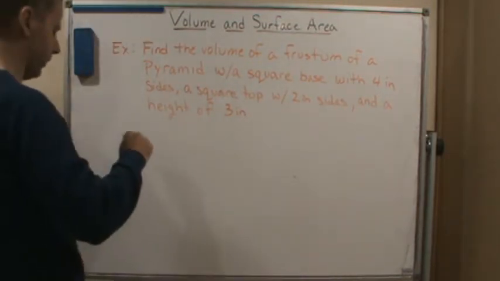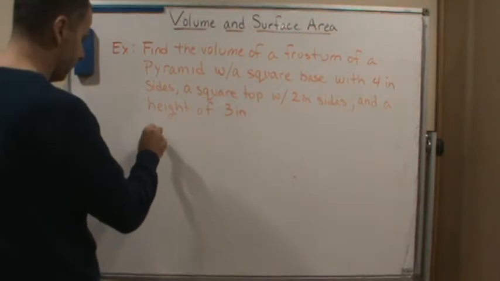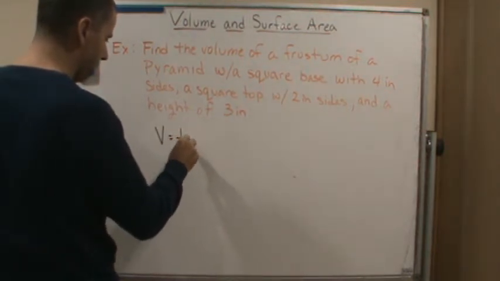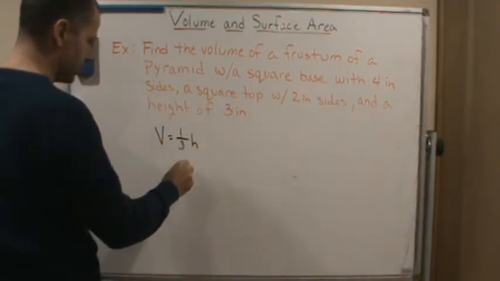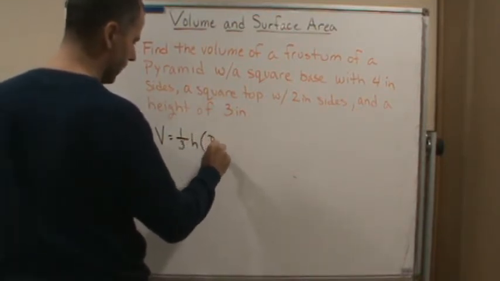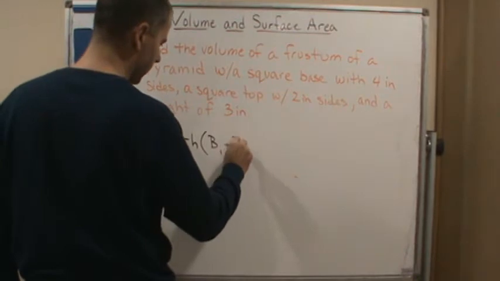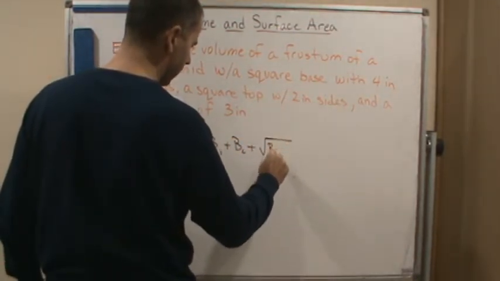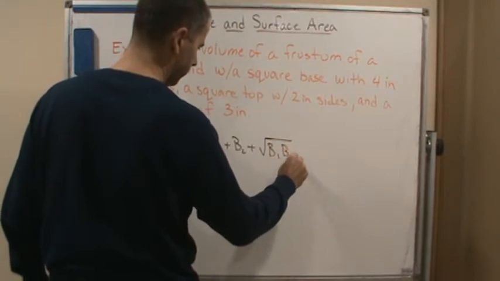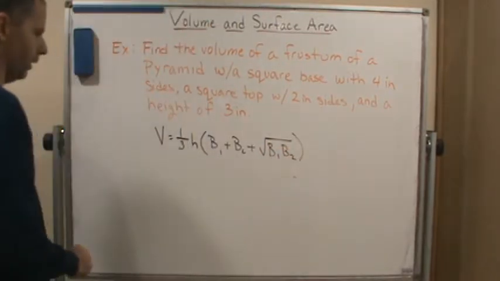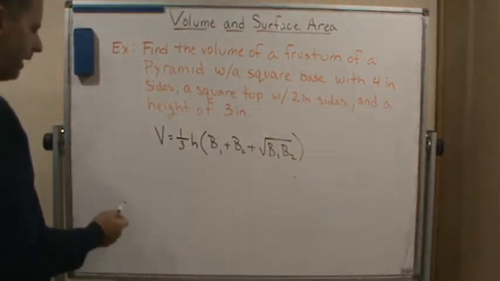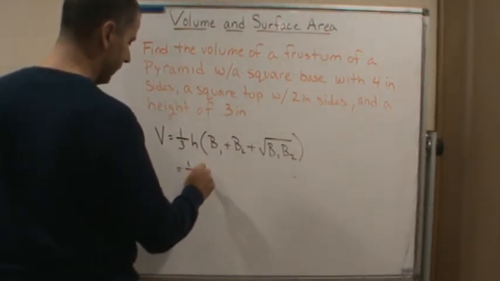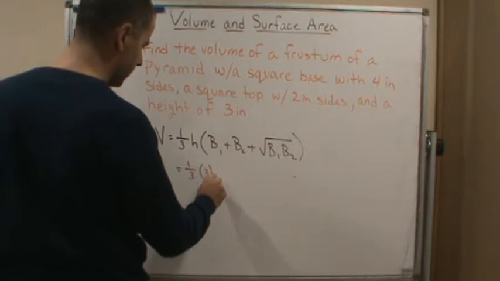We're going to use the formula, and the formula for the volume is going to be what? It's going to be 1/3 times the height times the area of base 1 plus the area of base 2 plus the square root of the product of the areas. Okay? So now all we have to do is plug in the values and use our calculator. So 1/3, the height is 3 inches.